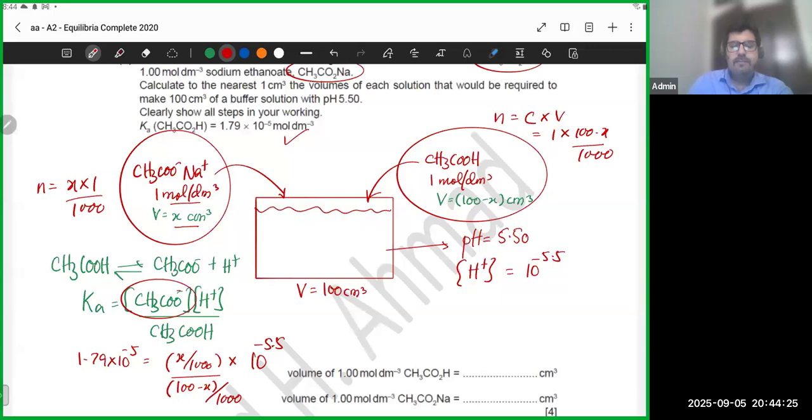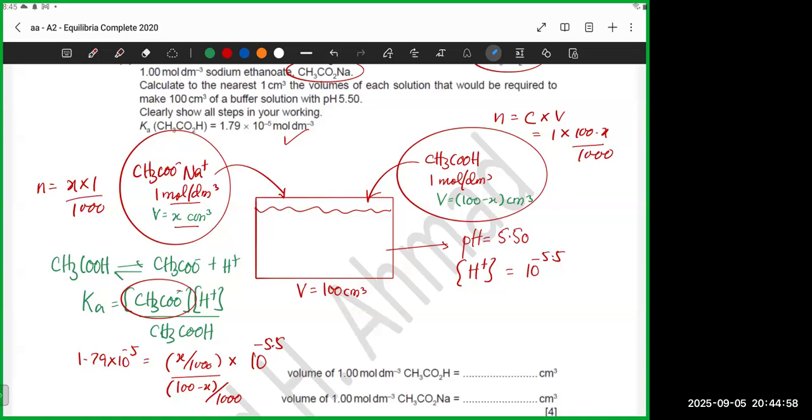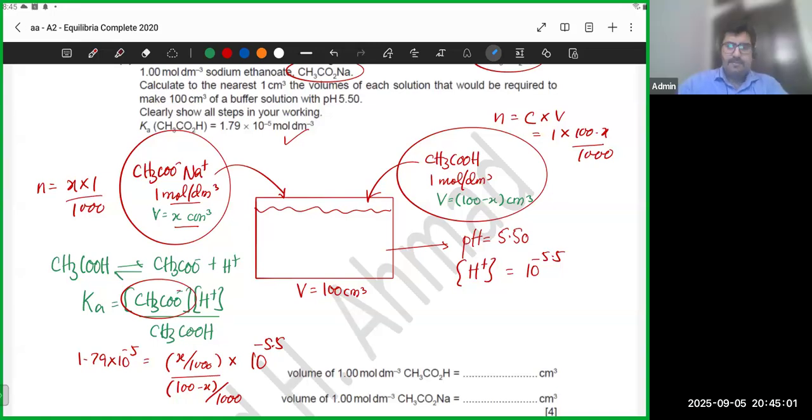So I just plugged all of those things in my Ka expression. I had the moles in terms of X. The concentration was given, the volume was given. I had the moles of this, the concentration was given, and the volume in terms of X was given. The pH was given, so I knew what H+ was, right? And the K value was also given. So all I need to do is solve this equation and solve for X. Is this part clear? Yes. Okay, Ibrahim, Isaac, Rumesa, Minal, Hala, is this clear? Yeah.